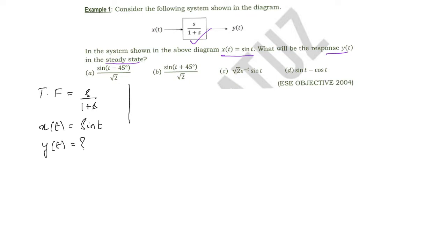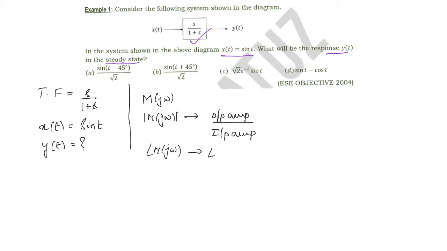Okay, so we have already discussed that if the frequency response of a system is M of j omega, then the magnitude of M of j omega will be the ratio of the output amplitude to the input amplitude. And the phase of M of j omega will be the difference between the output initial phase minus the initial phase of the input.